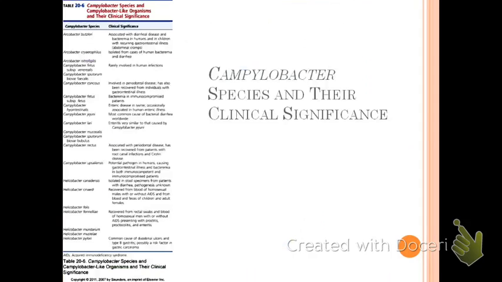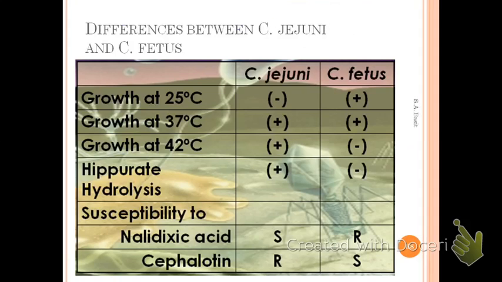And of course, you have to remember the clinical significance. That's the reason why you have to review Table 20-6 in your Mahon book. Okay, so Campylobacter jejuni and fetus are commonly implicated or isolated species of Campylobacter. That's the reason why it's very noteworthy to differentiate them.